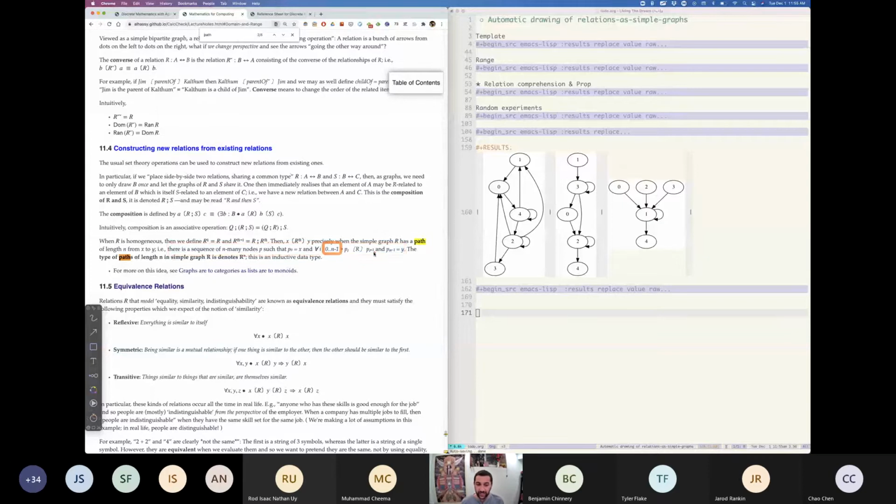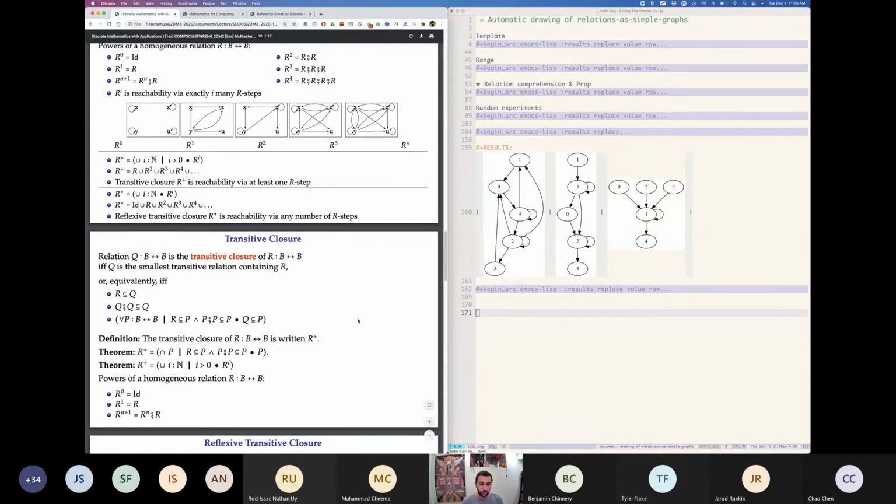Right? Here you have to know about sequences. This is fin n. You have to do indexing. You have to look at the endpoint. You have to look at the start. It's very low level. And so that's what we're trying to do with relations, to avoid talking about low level stuff. Okay.